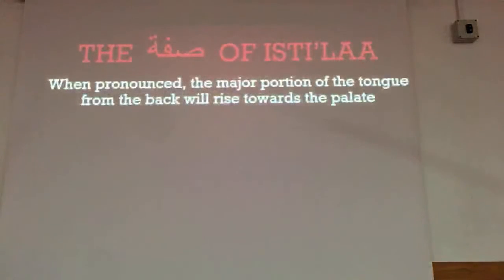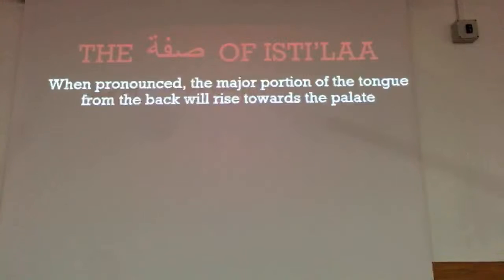Now what is this quality of isti'la? When these letters are pronounced, the major portion of the tongue, from the back, rises towards the palate. And when the tongue rises towards the palate, that's what creates that heaviness in the letter. That's what creates that fullness, that full mouth in the letter. And this quality in Tajweed is known as isti'la.